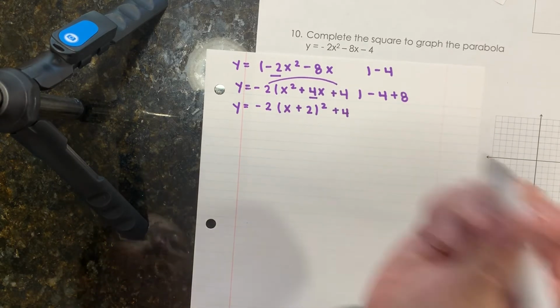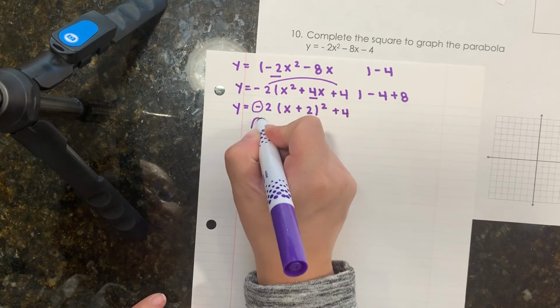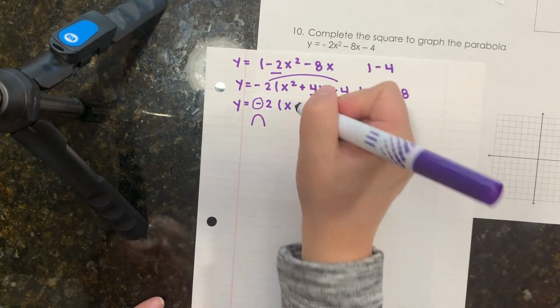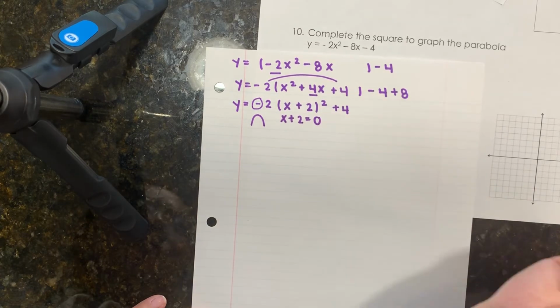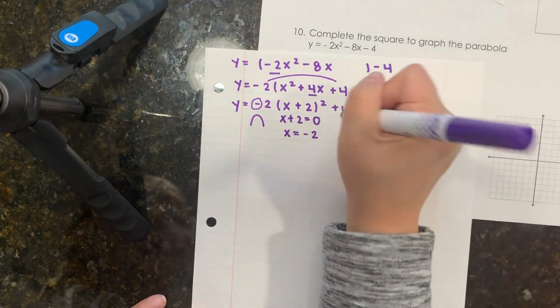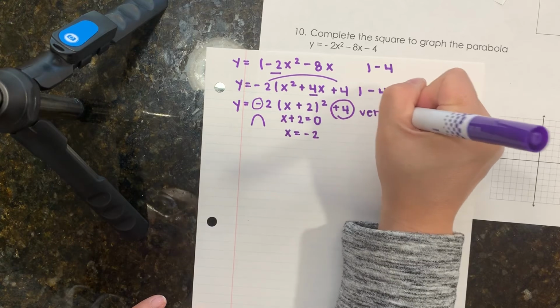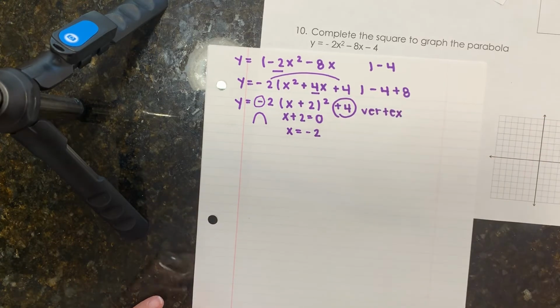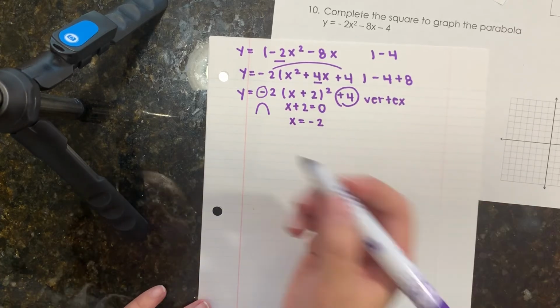Now negative 4 plus 8 would give me plus 4. Now this negative sign tells me that it's going to be a sad face parabola, so it's going to face down. The x plus 2 is going to be my axis of symmetry. So I set that equal to 0 and that will give me x is equal to negative 2. Then this right here is my vertex. So where on the axis of symmetry am I starting? Now I'm going to tell you where this 2 comes into play.